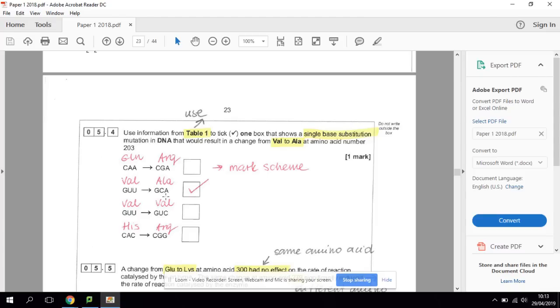Second option, then it does change val to ala, but as you can see, it's not a single base substitution mutation because it's uracil exchanged by cytosine and then uracil by adenine. So obviously it's not a single base substitution. So there was a mistake in that question.